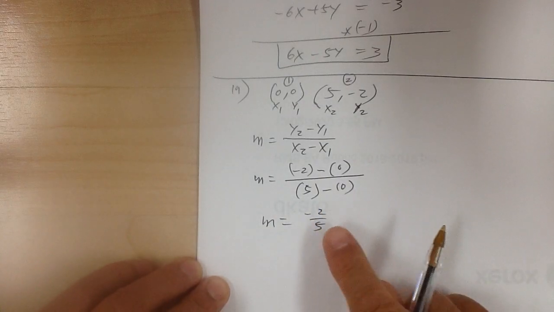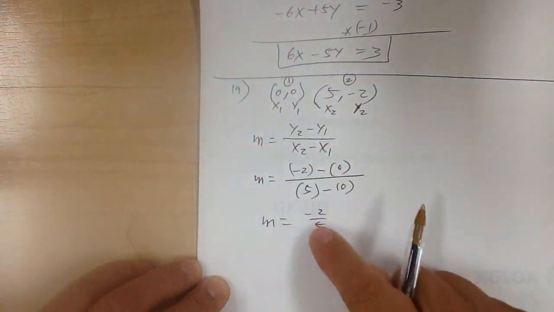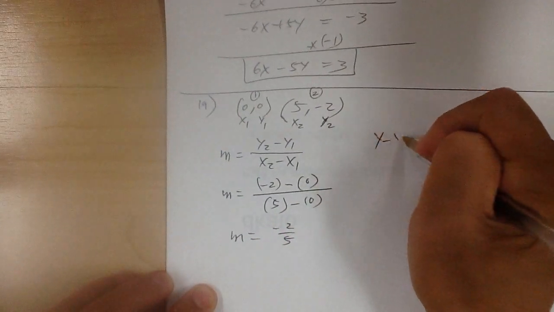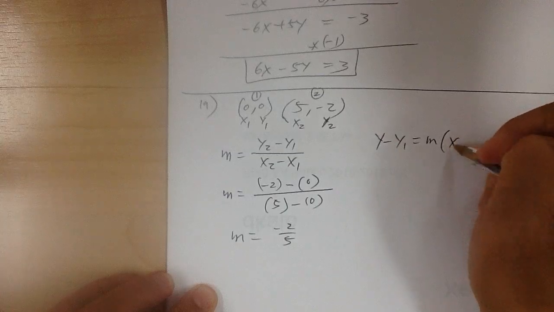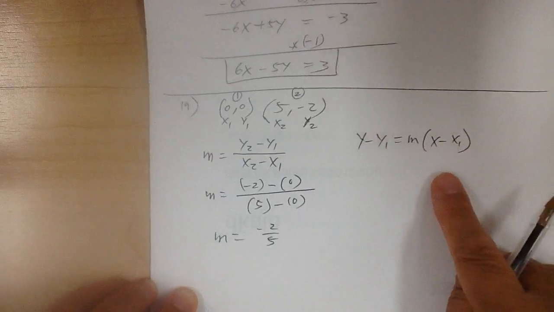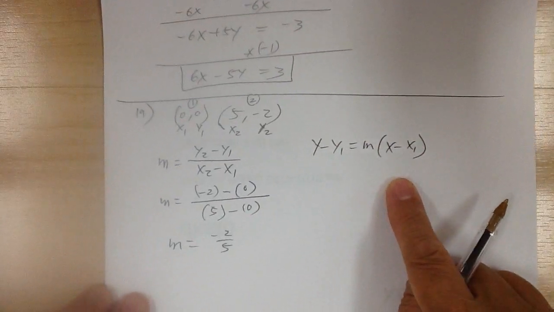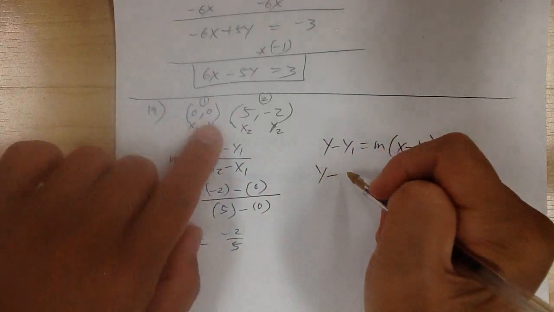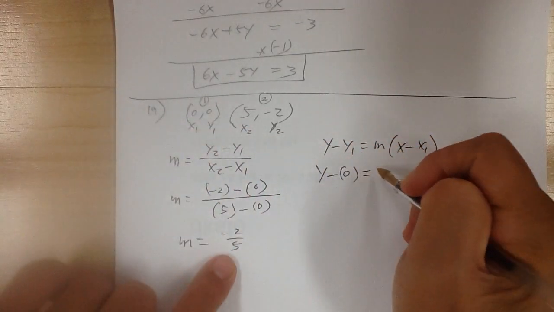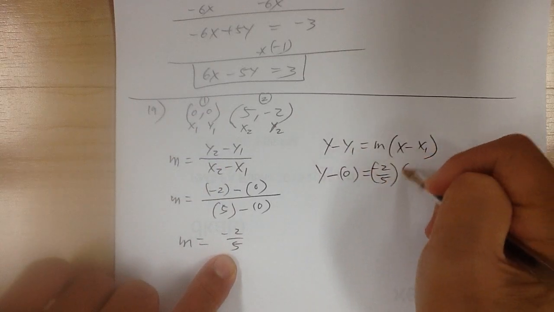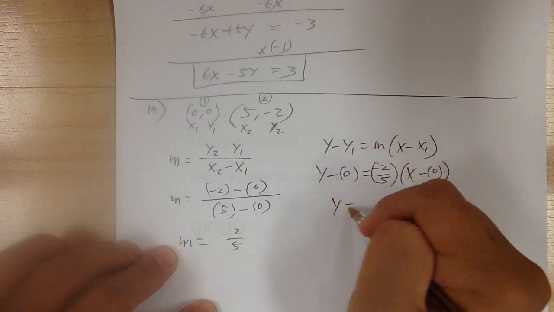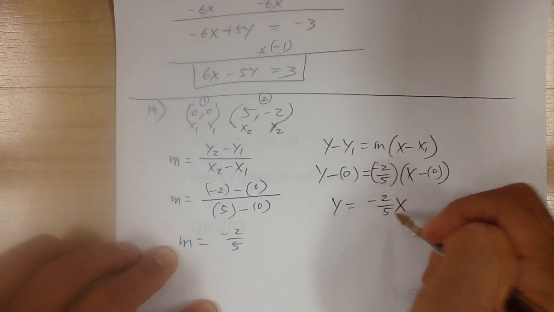Okay. So once you have the slope, you can use the point slope form, right? So point slope form is y minus y1 equals m times x minus x1. So that's your point slope form. Okay. So now I'm going to substitute everything in here. So y minus y1 equals 0. M is negative 2 over 5. X minus x1 is 0. So work everything out. So you got y equals negative 2 over 5x.